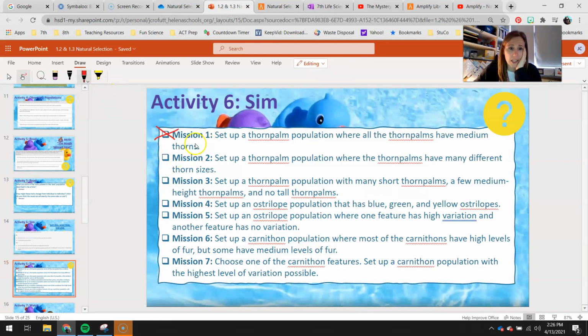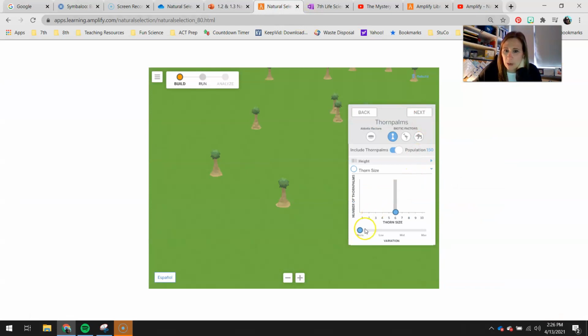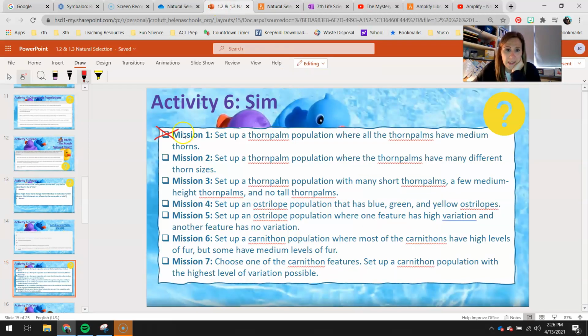Okay, so Mission 2 says, set up a thorn palm population where the thorn palms have many different thorn sizes. Again, that would be something where you have the maximum amount of variation. We can see thorn sizes ranging from 1 inch to 10 inches, and then we have a lot of individuals in each of those different categories in between. Okay, so then you can cross off Mission 2.